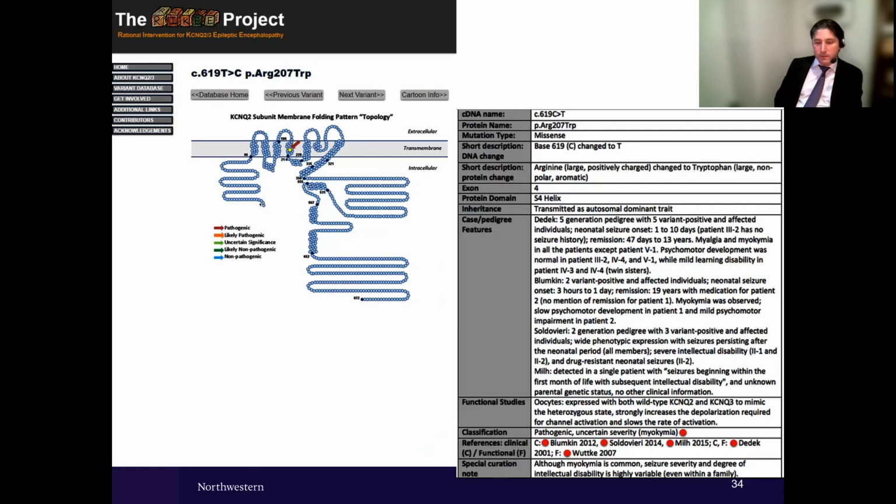It's also noted here from other cases that have been described in the literature that the seizure severity and degree of intellectual disability is highly variable. So I mentioned the other family members, the mother, the brother who also had seizures, and the sister who didn't have seizures at all. So there's a great variation in how this can present in each patient, even in the same family.